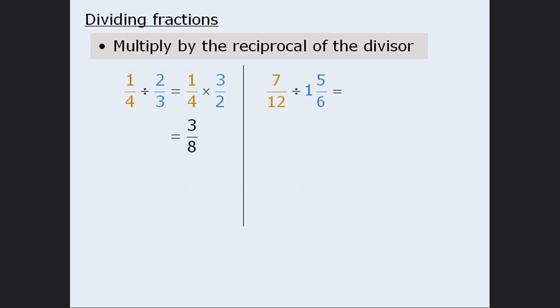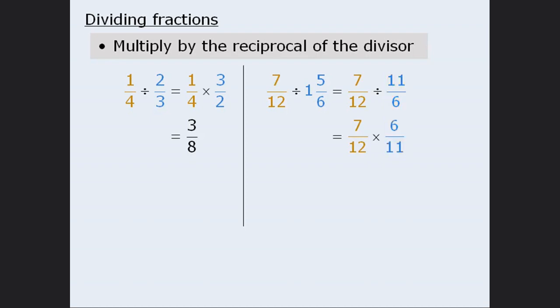Here the divisor is 1 and 5/6. To find the reciprocal of this, we must first rewrite it as the entire fraction 11/6. At this point, we'll take our divisor and find the reciprocal of it and multiply it by 7/12.